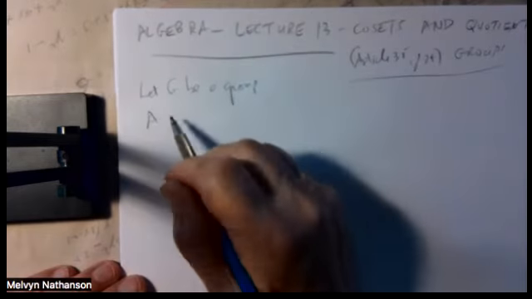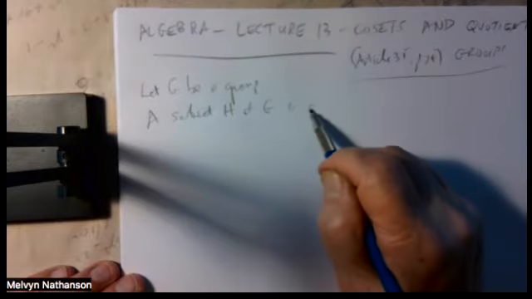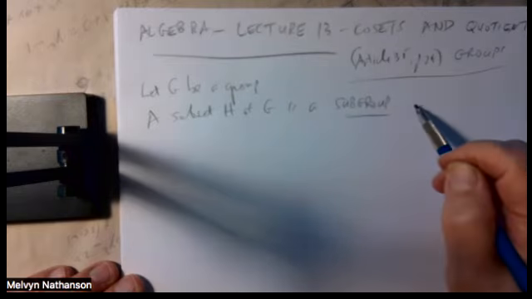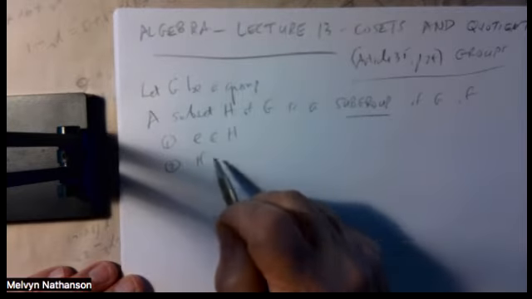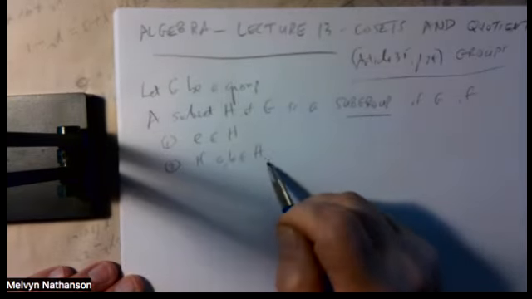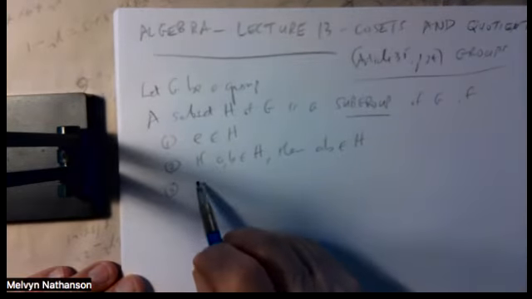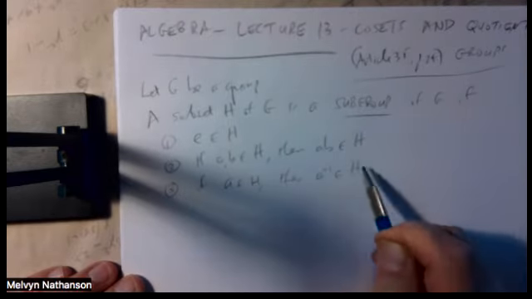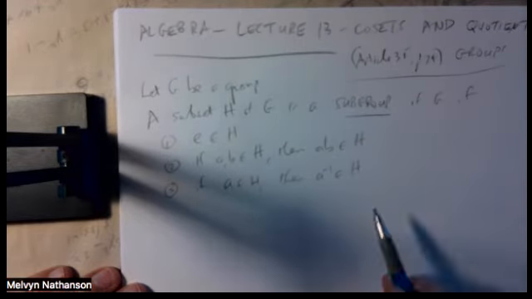And a subset H of G is a subgroup of G if, first of all, the identity is in H. Second, if A and B are in H, then the product A times B is in H. And third, if A is in H, then A inverse is in H. So this is the notation we use if we're writing the group operation as multiplication.